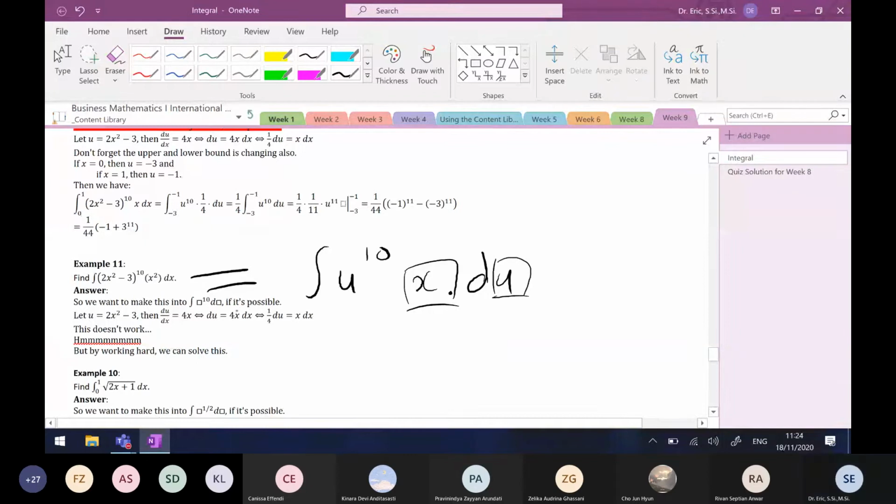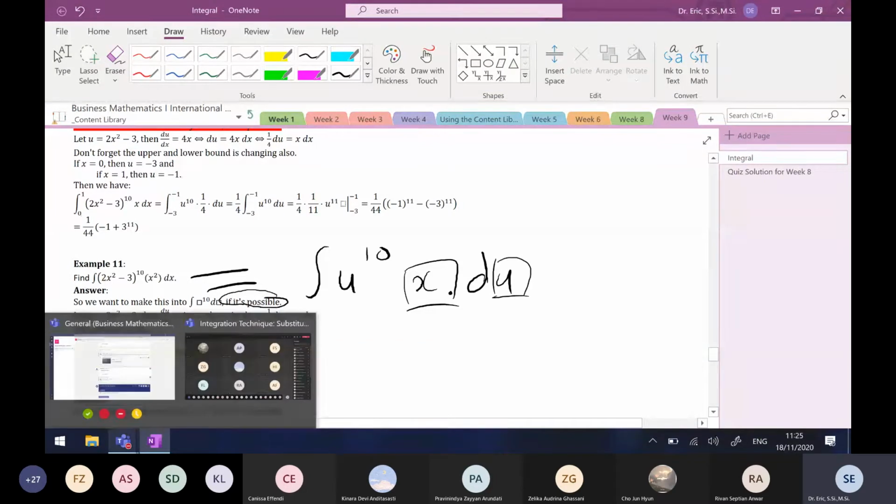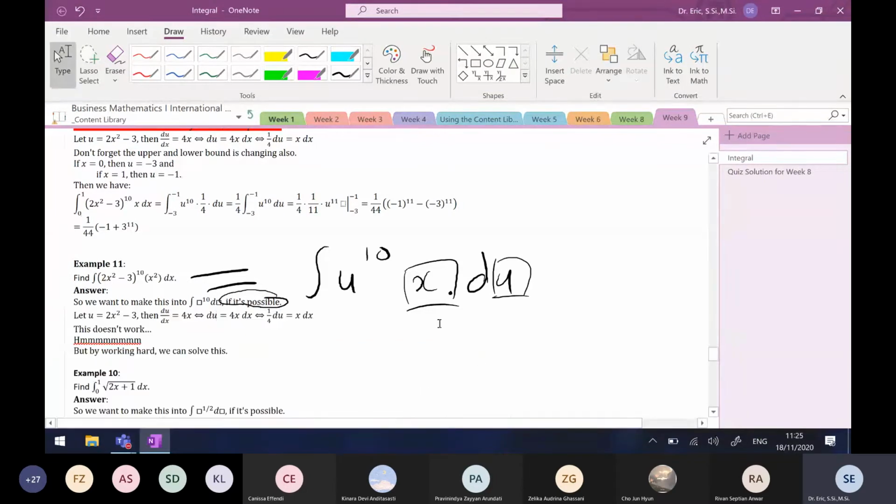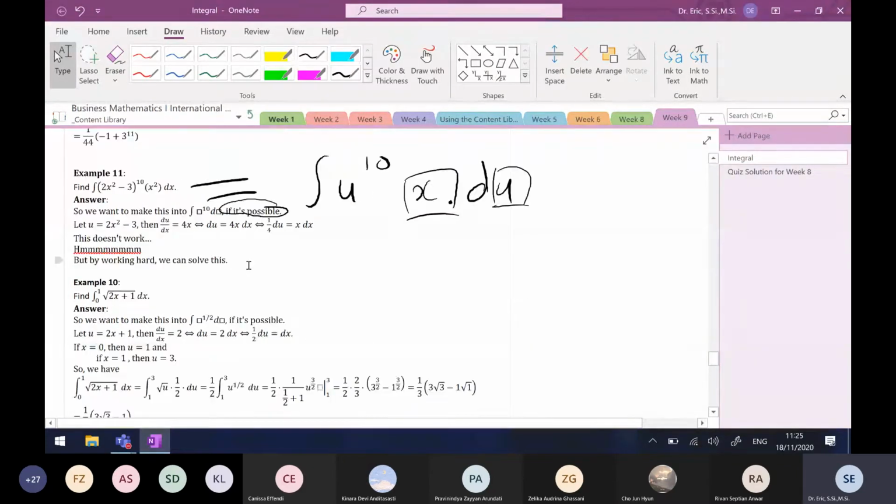So this is very important. Not all cases are possible to find by using the substitution technique. Not all integrals can be solved by using the substitution technique. Okay, what about this one?